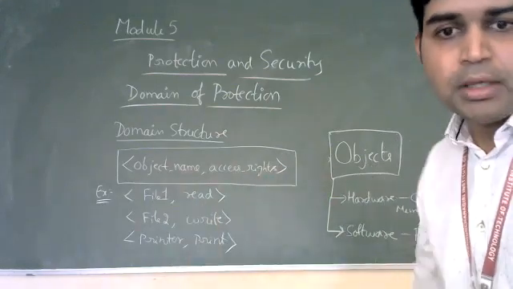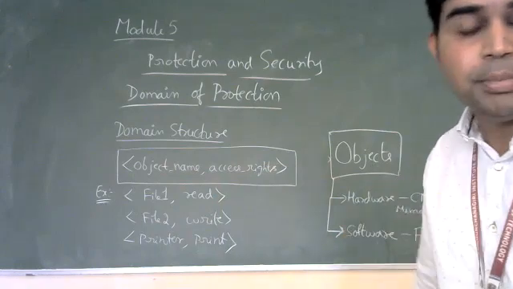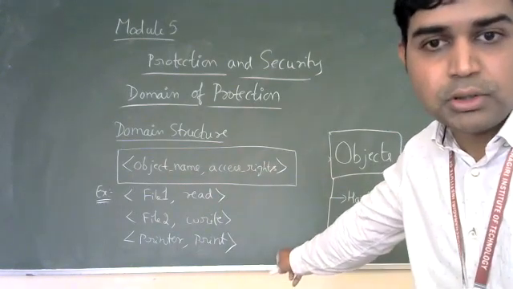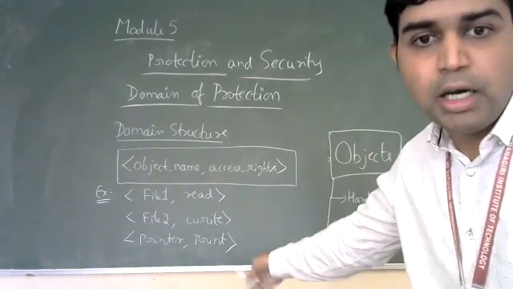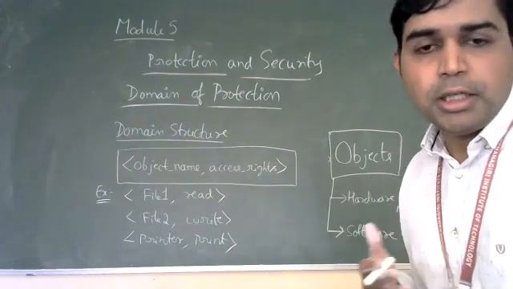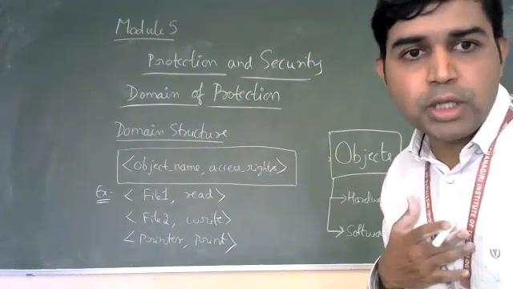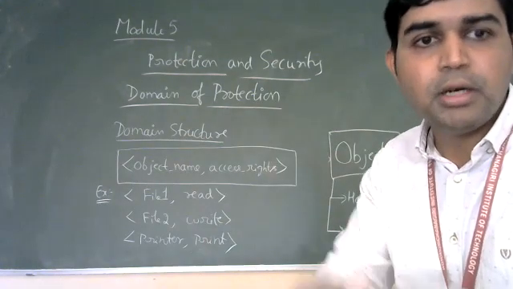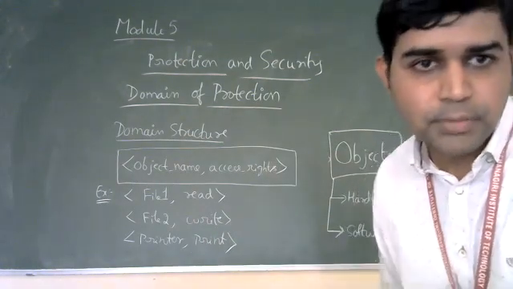Observe the third example, a hardware object: a printer I have taken. The object name is printer, comma, and its access right is print. So if I am a user and I want to access that printer, I will be doing the printing operation. Clear?